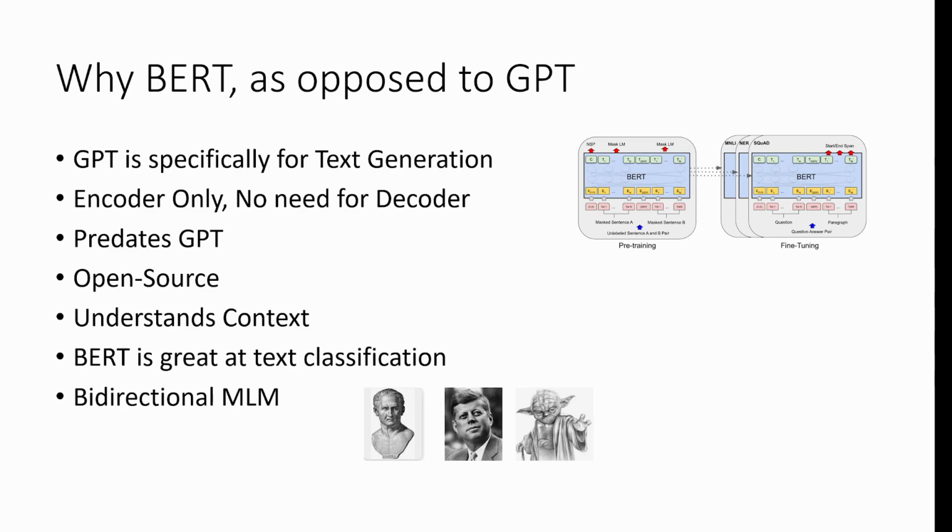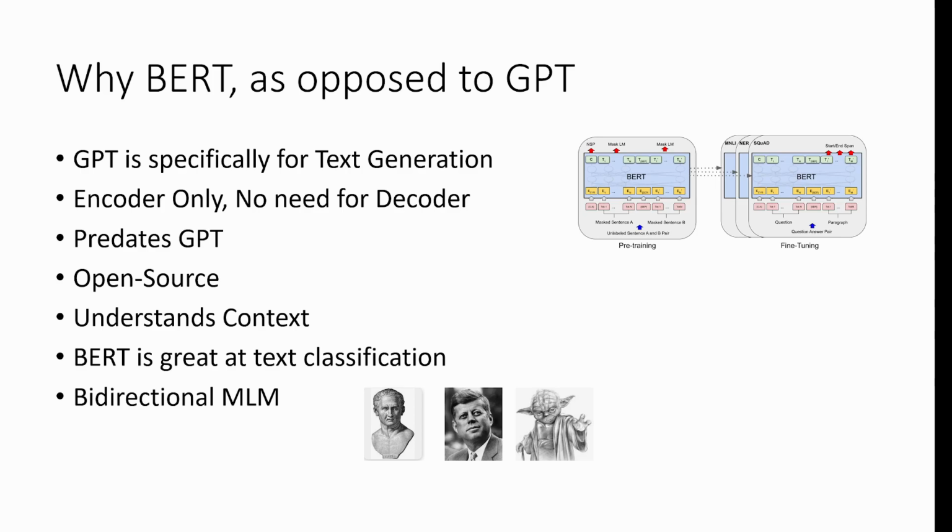So why are we using BERT as opposed to GPT? After all, generative AI is all the rage right now. Well, GPT is specifically for text generation. For our problem, we only need the encoder and have no need for the decoder. BERT also predates GPT, is open source and available through Hugging Face, was trained on a large amount of data and understands context.